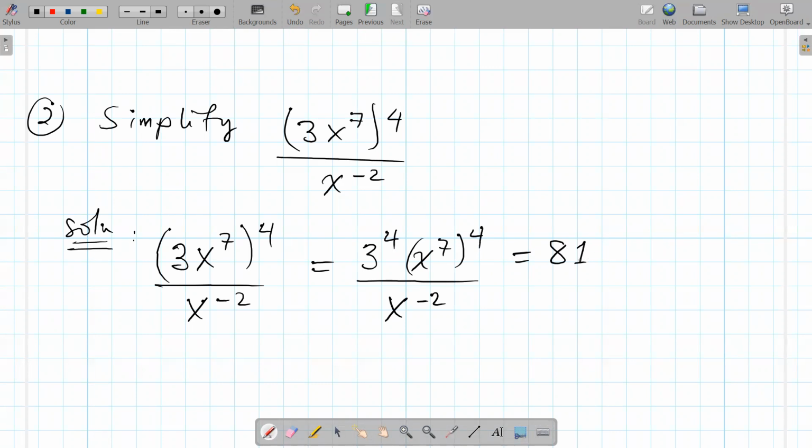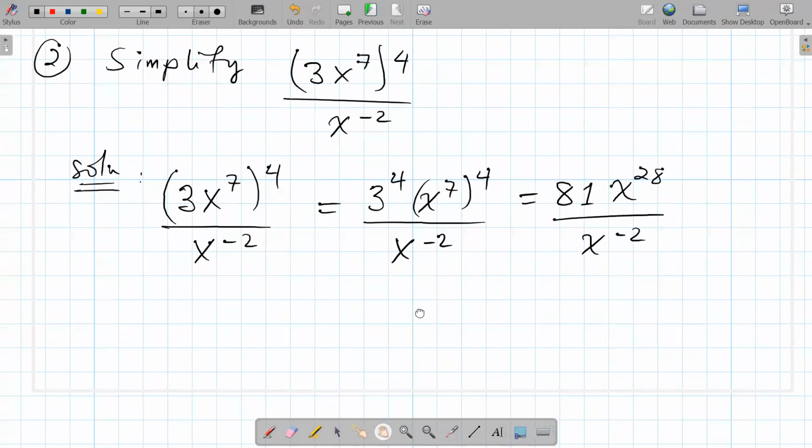Now you can do this. Now here, we also use what? A power rule. Two powers will always multiply. So this is going to give me x to the 28, because the 7 multiplies what? 4, and that is 28. Divided by x, again, to the negative 2.